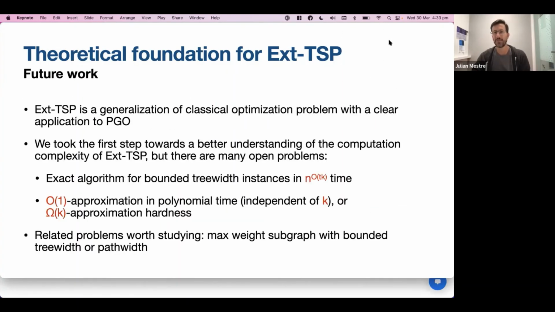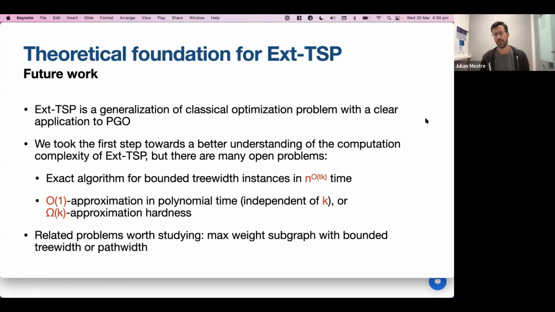So instead, let me tell you about some of the future work that we have planned around this problem. We started with this extended TSP problem, a generalization of a couple of classical optimization problems that has a clear application to profile guided optimization. The problem had only been studied from a heuristic point of view before, and what we did was to try to develop the first steps towards having a better theoretical understanding of the computational complexity of this problem.